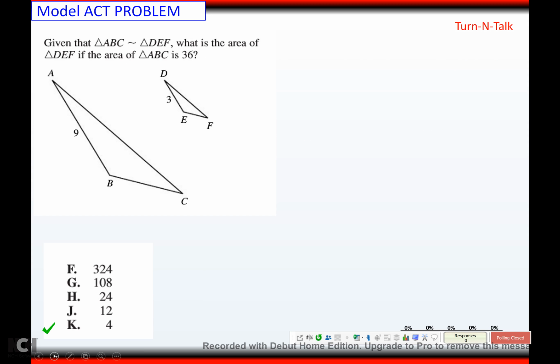Alright, here's what cracks me up about ACT. We went through all of these units and we talked about similar triangles and all that other stuff, and nowhere in any of it did we talk about area. Until now. So, of course, we'll talk about it now, I guess.